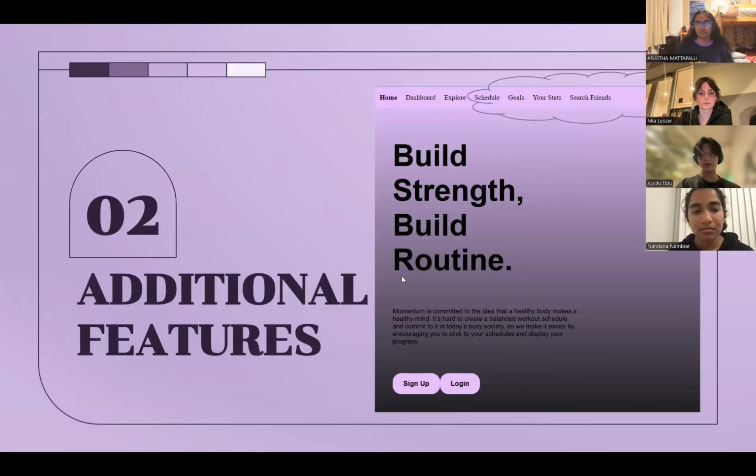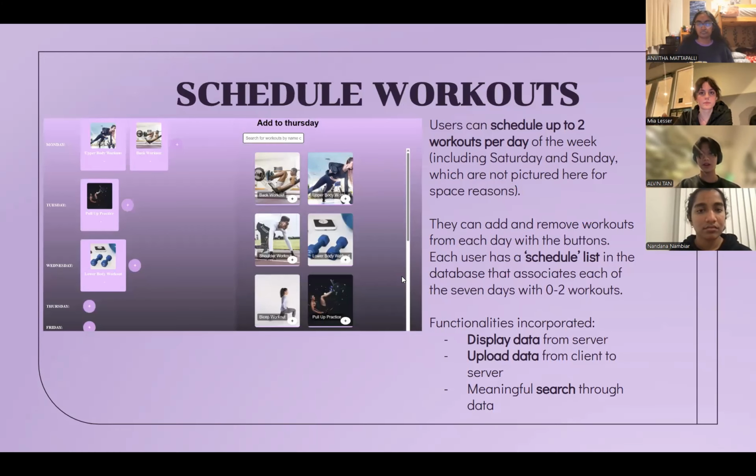Now I'll talk about some additional features. Our first one is schedule workouts, in which users can schedule up to 2 workouts per day, including Saturday and Sunday, but it's not pictured here because it's off the screenshot. They can add or remove workouts from each day using the plus minus buttons, and each user has a schedule list in the database that associates with each one of the 7 days.